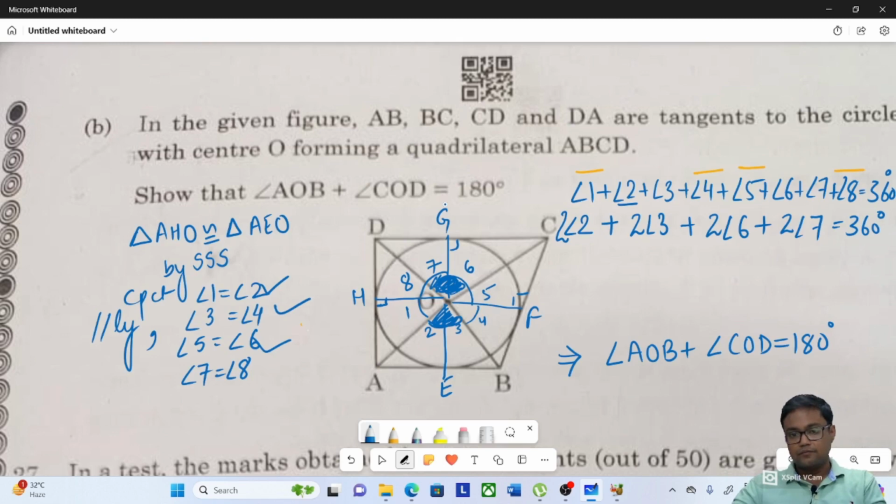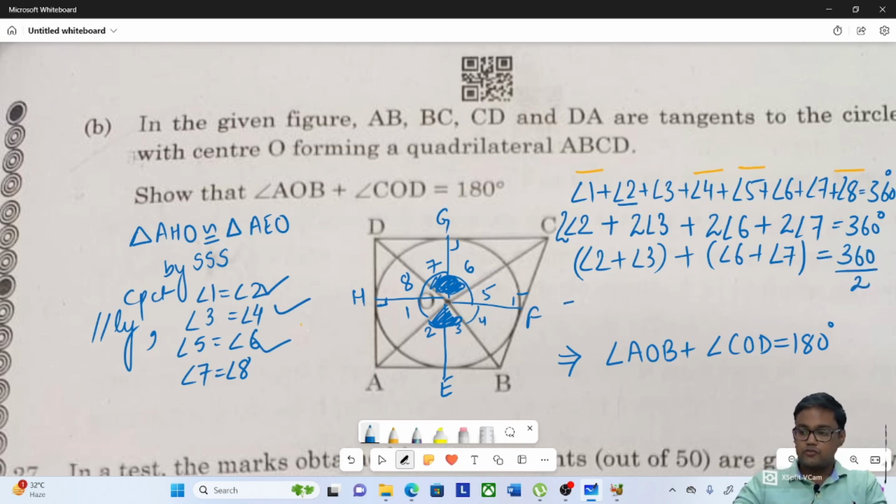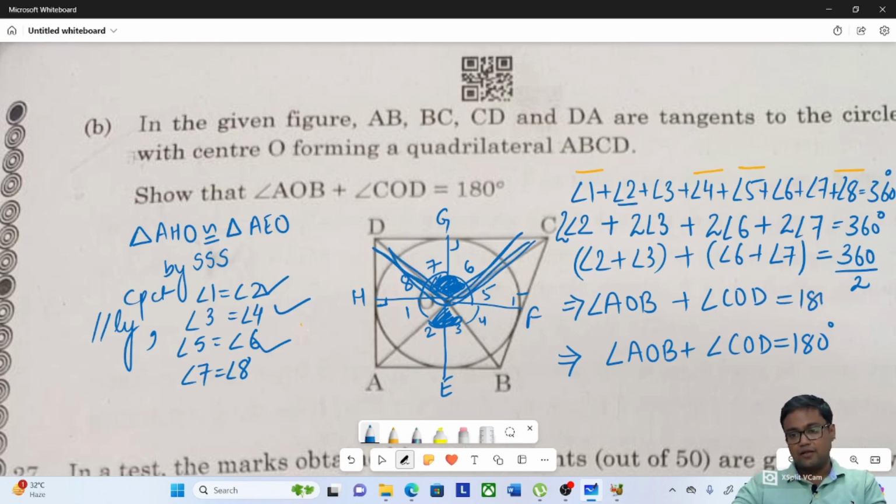2 is common, then I can make the pairs of 2 and 3 with 6 and 7, that too will go and divide 360 to give you 180. So now what is 2 plus 3, children? You see 2 plus 3 is AOB, and what is 6 plus 7? That is COD. From the figure you can see that angle 6 plus angle 7 is COD, the one which I am highlighting here, and it is 180 degrees, right. So this is the question which directly came from your NCERT, right.